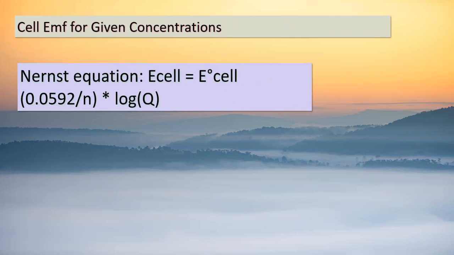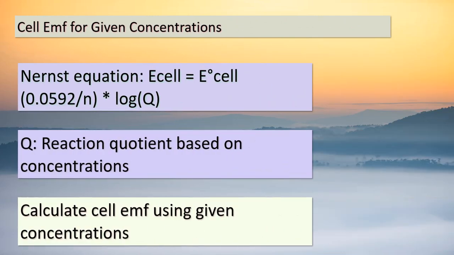Let's crunch some numbers. We can calculate the cell EMF using the Nernst equation. E cell equals E° cell minus (0.0592 over n) times log Q, where Q is the reaction quotient based on concentrations. This equation allows us to factor in the impact of concentrations on the cell EMF. Now, let's move on to predict how the Cl- concentration will change as the cell operates.